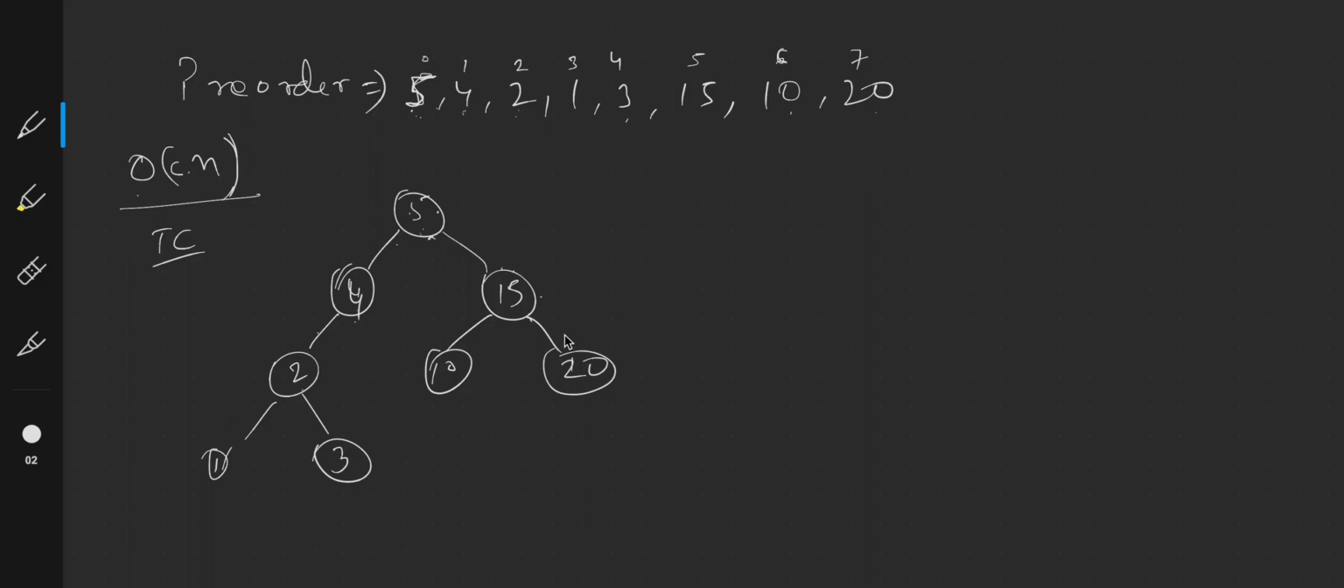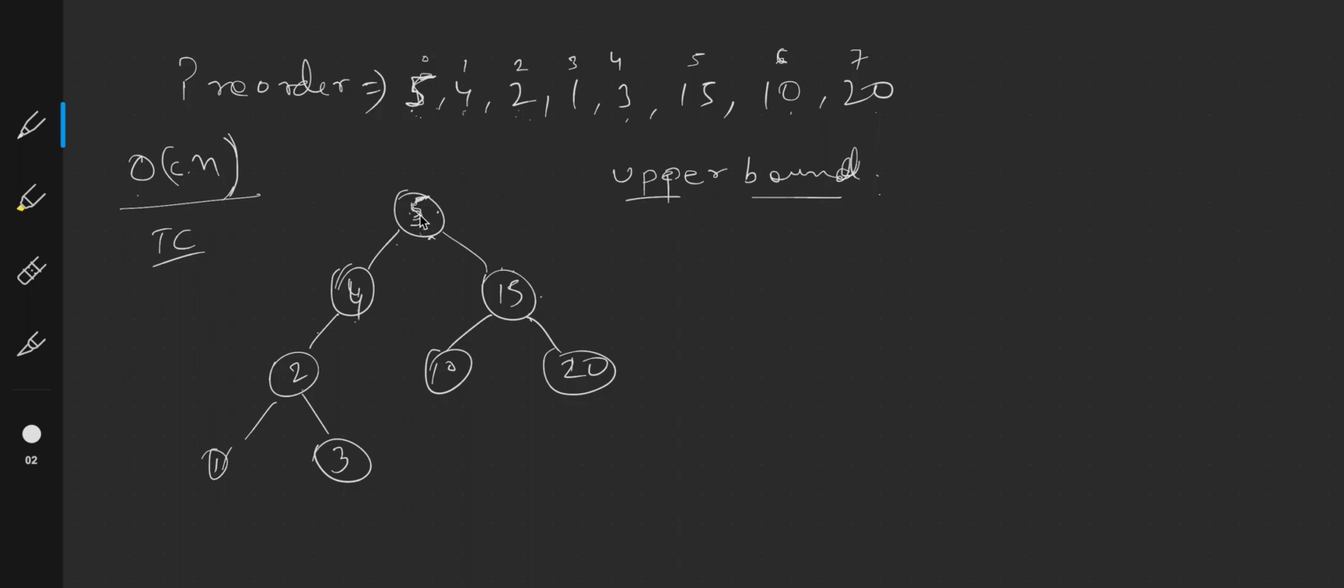Now, how will we code this? So for this, at every instance, if we have something called an upper bound with us, then we know whether a node can be inserted or a node can be made the left child of the current node or not.